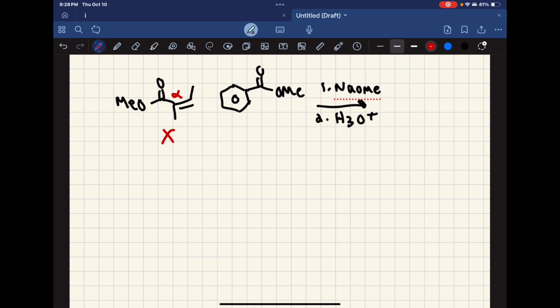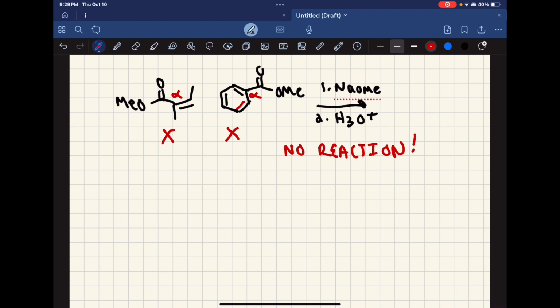But if we go to the right ester, maybe it's more clear if I draw in my pi bonds, we also do not have any alpha protons at this position. So we also cannot have a nucleophilic enolate from that ester. Therefore, if I don't have the prerequisite of 2 alpha protons on one of those esters, we have no reaction. So just keep that in mind. We do need those 2 alpha protons, otherwise this reaction does not happen.